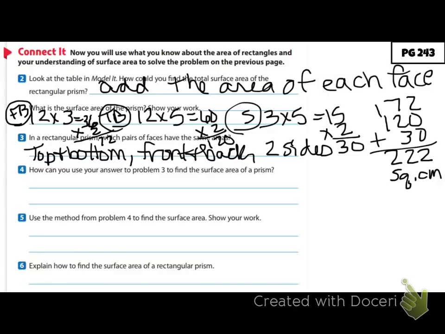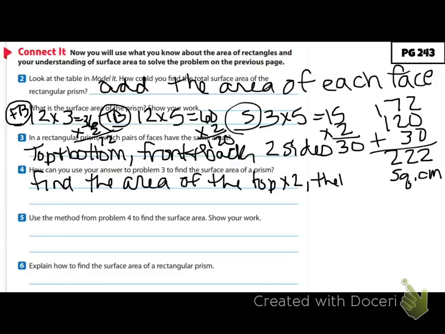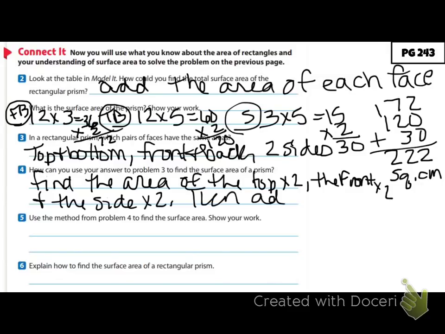Number 4, how can you use your answer to problem 3 to find the surface area of a prism? Find the area of the top times 2, the bottom, or the front times 2, and the side times 2. Then add. So basically just what we did.